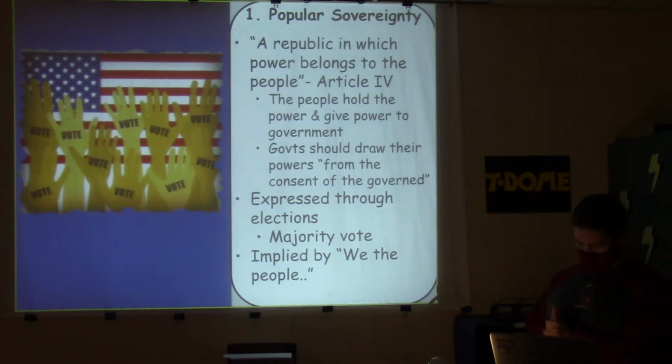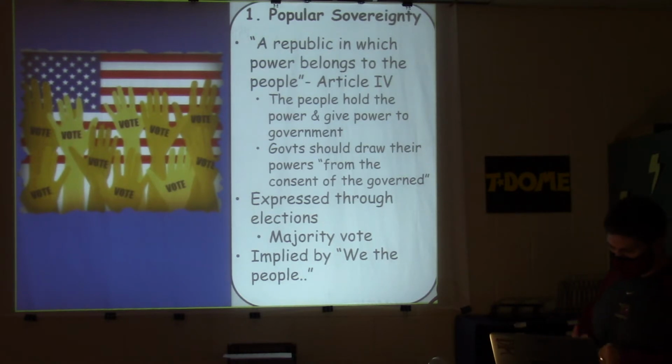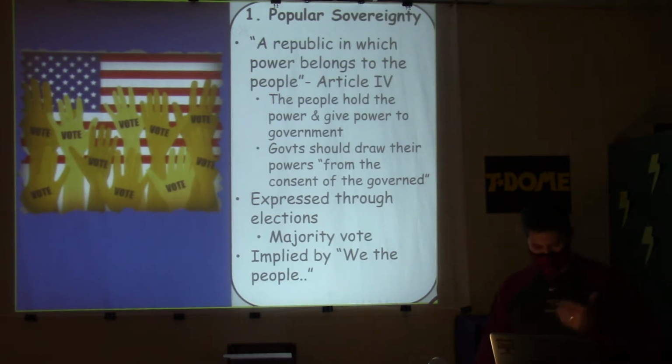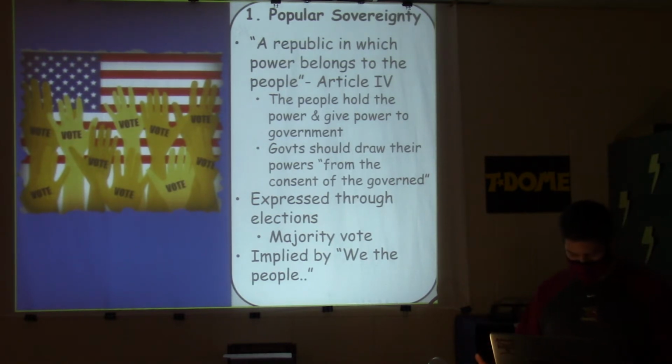So number 1 is popular sovereignty. And that's pretty much where we understand that the power belongs to the people. So a republic in which power belongs to the people. That's mentioned in Article 4. So the people hold the power and give the power to government. Now, does it seem that way to us necessarily? Maybe not. But it is supposedly that way. We vote people to represent us. We vote people to lead us and all that kind of stuff. So the power actually does rest with us.